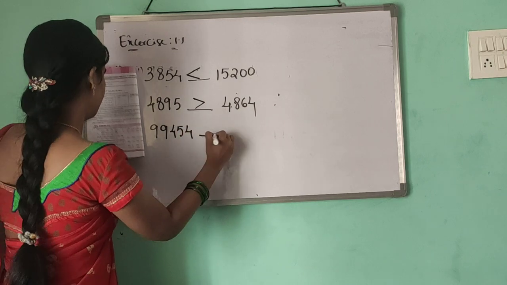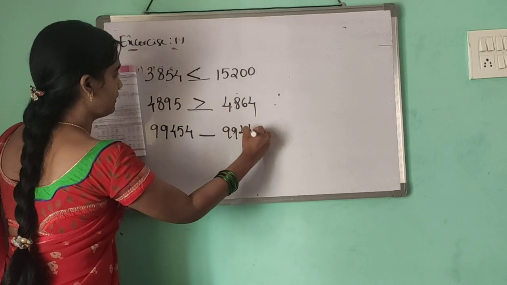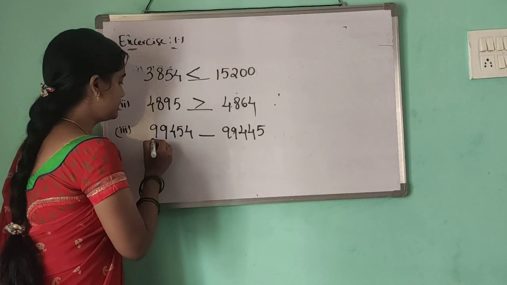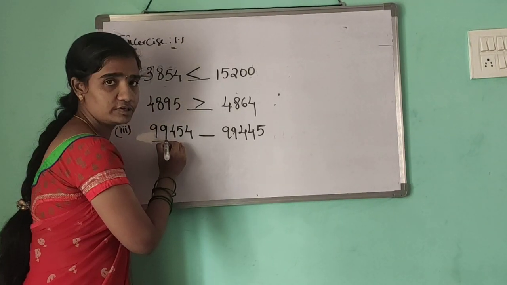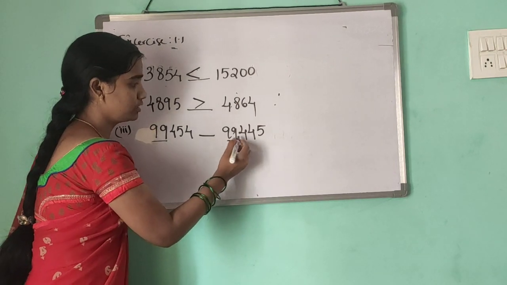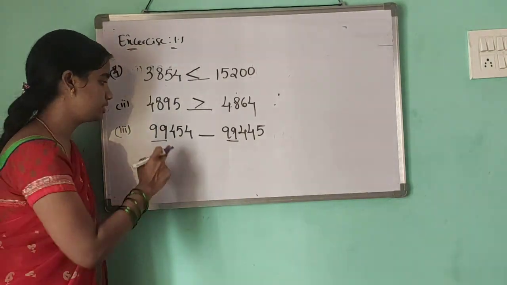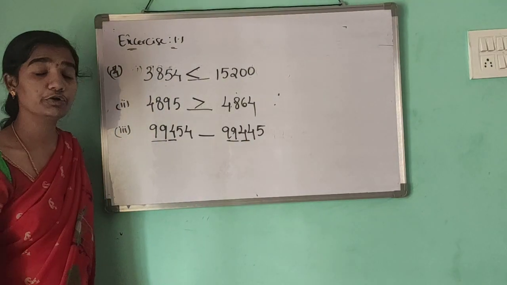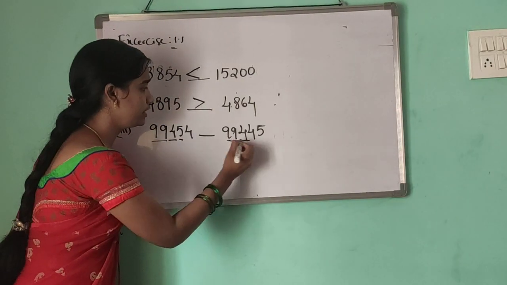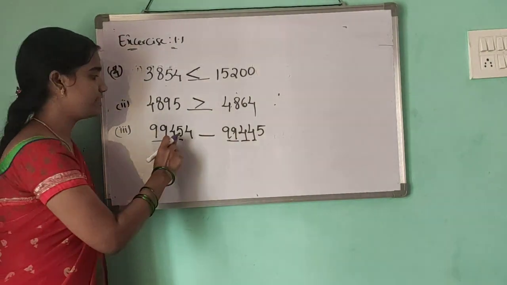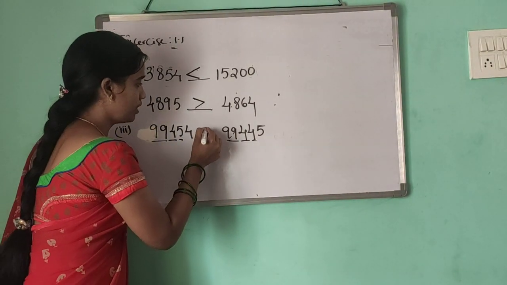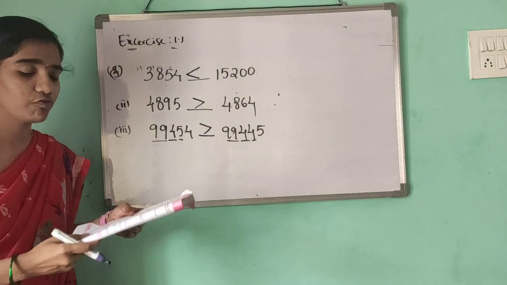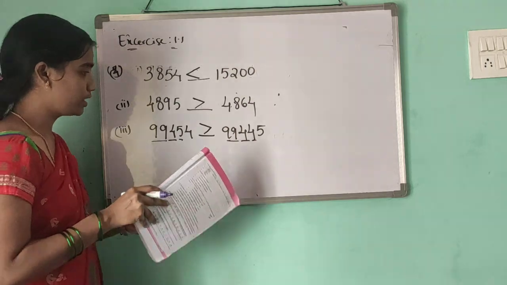99,454 and 99,445. Here also put the appropriate symbol in the given space. 10,000 position, 1,000 position, both are the same. Move on to the next position, that means the 100 position. Here the 100 position is also the same. Move on to the 10s position. Here 5, here 4. Which is the greatest? 5 is the greatest. So 99,454 is greater than 99,445.